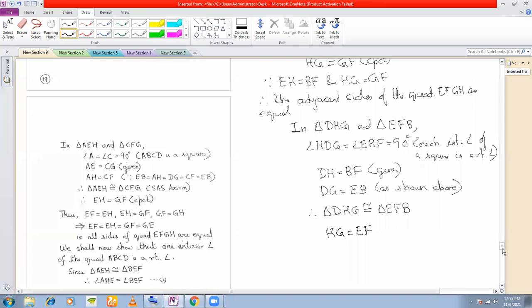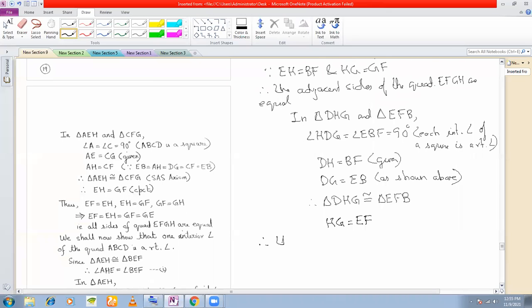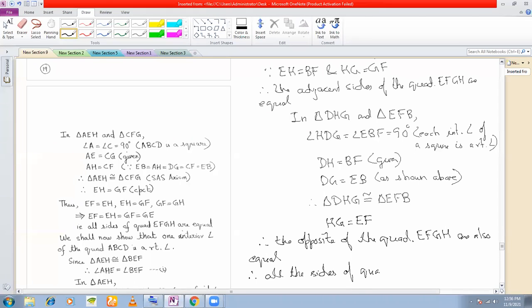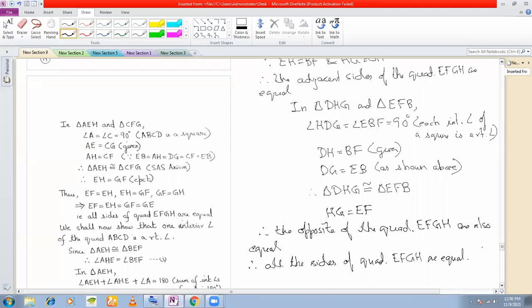Right? So, therefore, the opposite sides of the quadrilateral EFGH are also equal. Therefore, all the sides of quadrilateral EFGH are equal. So we have shown that all the sides of the quadrilateral are equal.